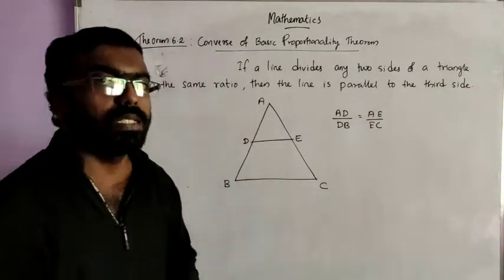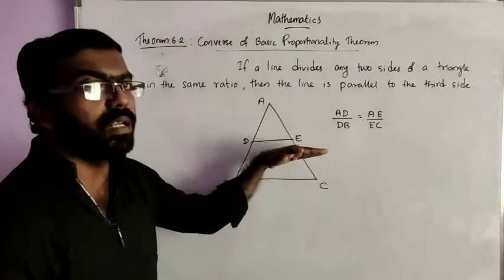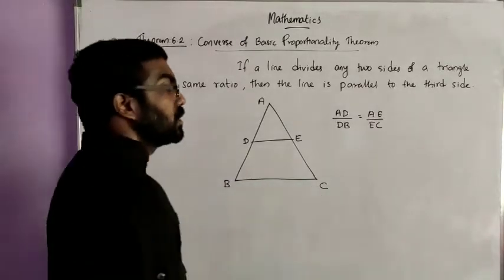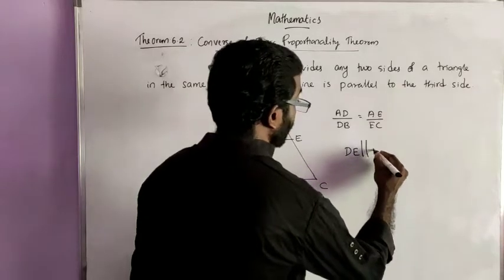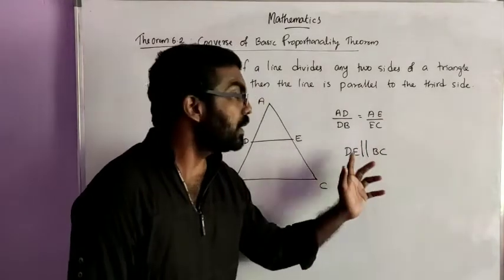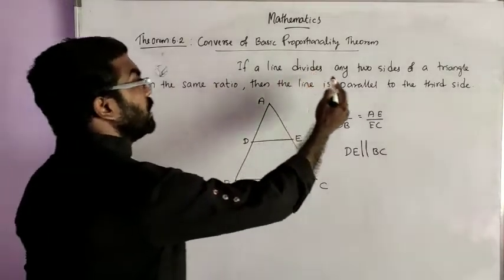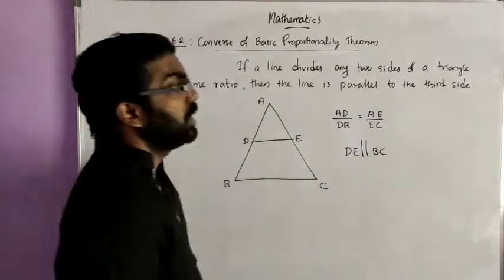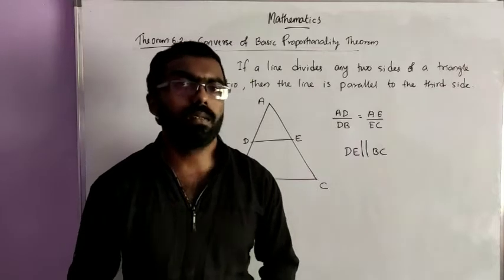If the ratio is the same, then we can say that the line, here the line is DE, will be parallel to the third side, that is BC. So according to the theorem, DE is parallel to BC. If AD by DB is equal to AE by EC, then DE is parallel to BC. I repeat: if a line divides any two sides of a triangle in the same ratio, then the line is parallel to the third side, and this is known as the converse of basic proportionality theorem.